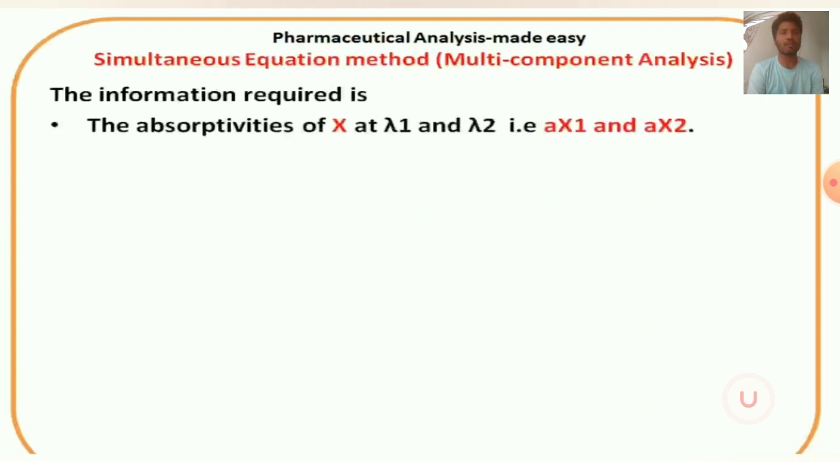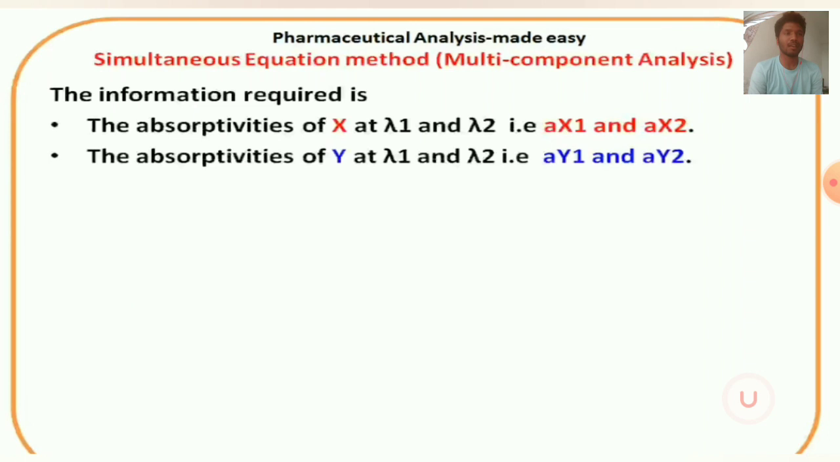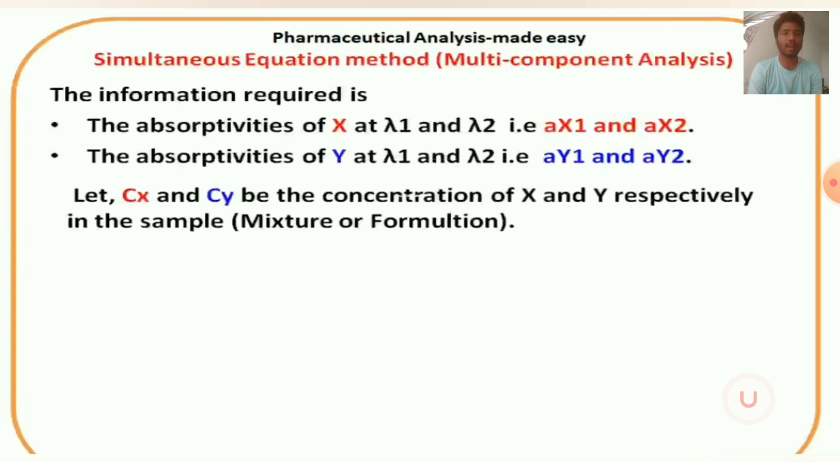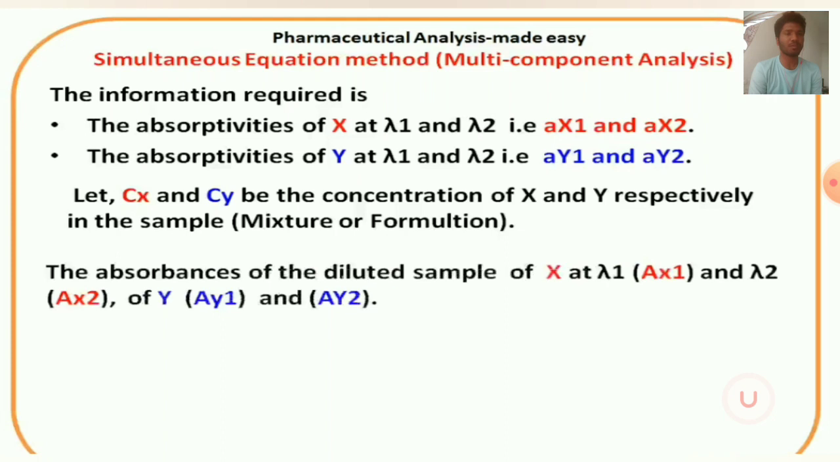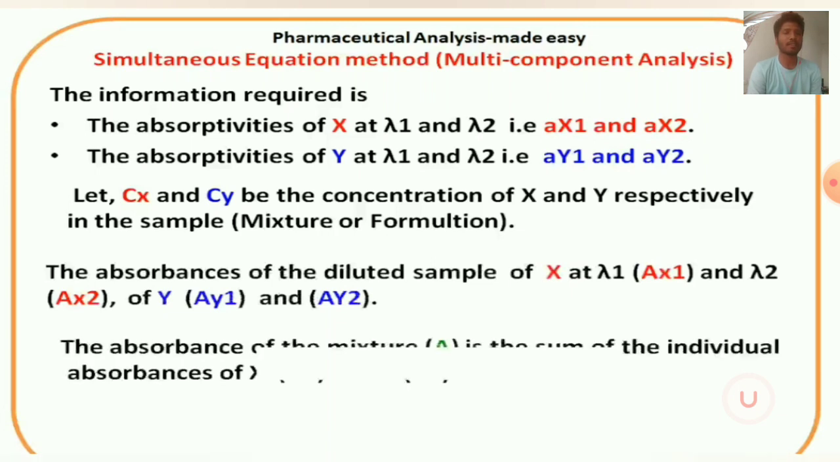The absorptivity of drug X at lambda 1 and lambda 2 is AX1 and AX2. Similarly for drug Y, the absorptivity of Y at lambda 1 and lambda 2 is AY1 and AY2. Cx and Cy are the concentrations of drug X and Y respectively in the sample or mixture of the formulation, and we take the absorbance of the diluted sample of X at lambda 1, that is AX1, and at lambda 2, that is AX2, and for drug Y, AY1 and AY2.